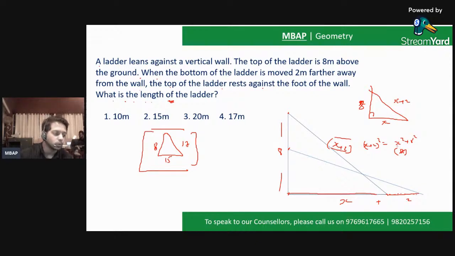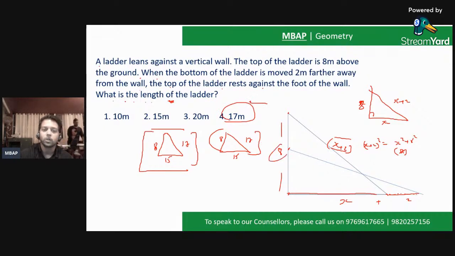But I don't want to solve, because I know this one Pythagoras triplet which has got 8, 15, and 17 as a combination. They're asking about the length of the ladder. The length of the ladder would be as simple as 17. The moment I saw it to be 8, x, and x plus 2, the answer would have been as simple as 8, 15, and 17, and straightforwardly we'll mark 17 as the accurate answer here. Clear?